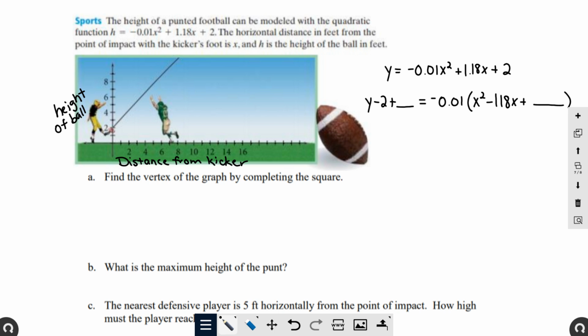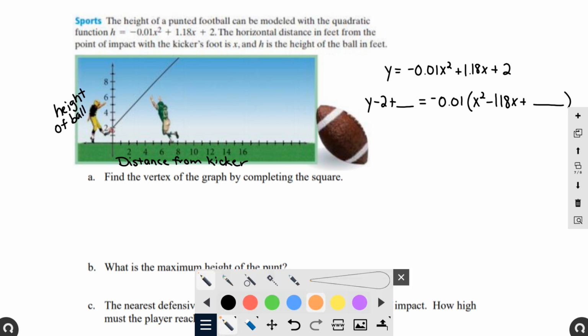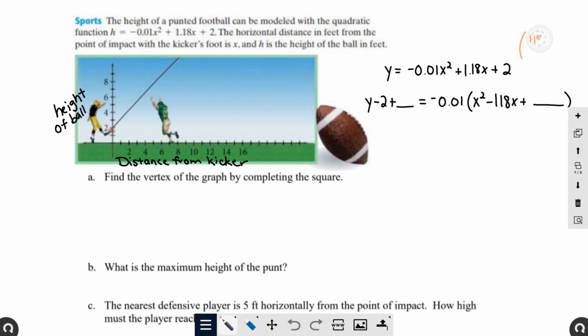Now we're going to fill in our blank by using our b over 2, bless you, squared. So 118 divided by 2 is 59. And so what is 59 squared? 3,481.